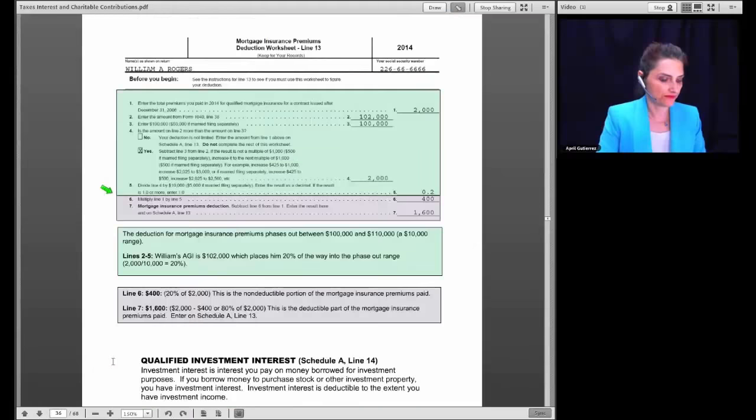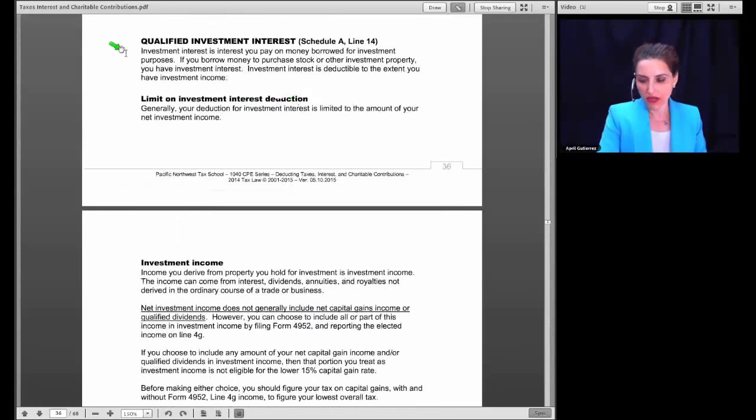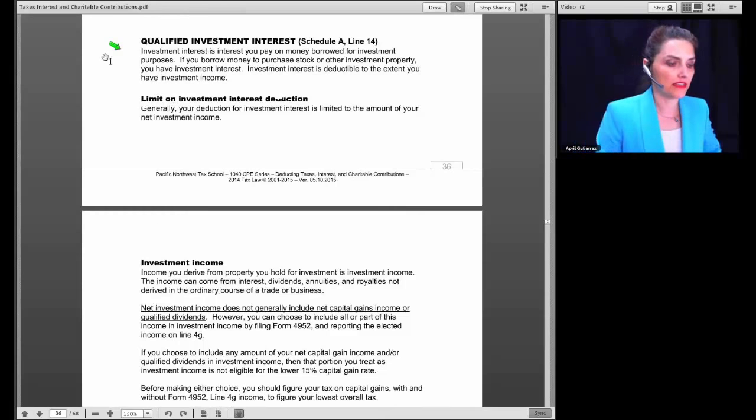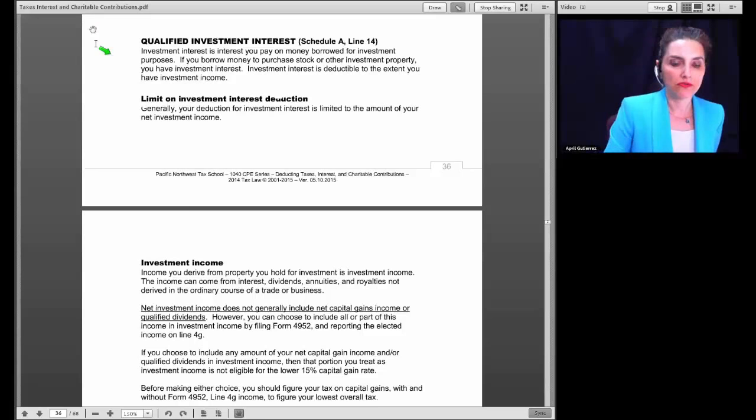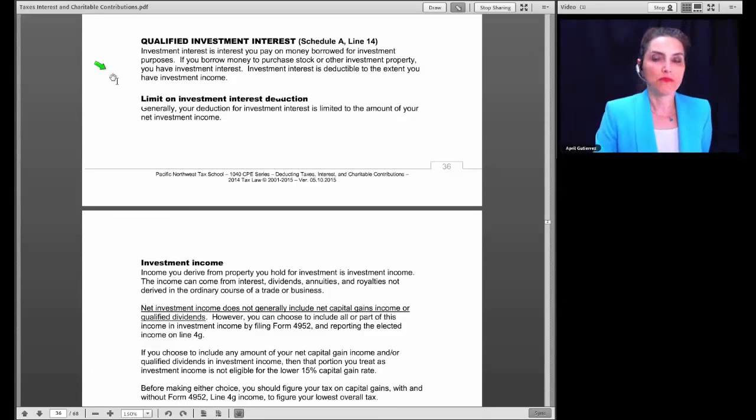The next item we're going to look at is qualified investment interest. This is deducted on Schedule A, line 14. Investment interest is interest that you pay on money that you borrowed for investment purposes. If you borrow money to purchase stock or other investment property, you have investment interest. Investment interest is deductible to the extent you have investment income.